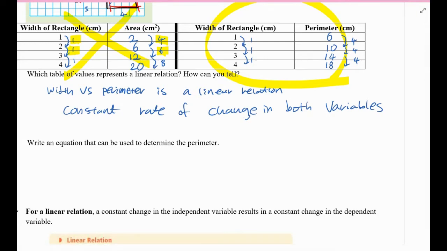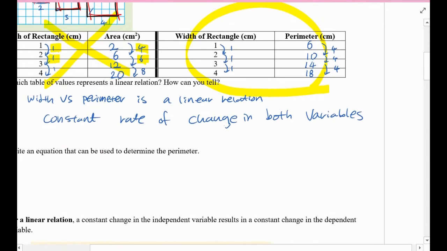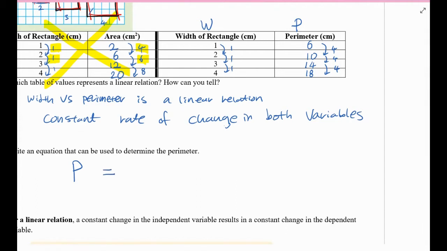Okay, and write an equation that can be used to determine the perimeter. Okay, everyone? Every time the width of the rectangle is increased by 1, the perimeter is increased by 4. So what we're going to write is perimeter. Let's say P for perimeter, and W for the width. So we want to know the perimeters, right? Perimeter is, because this is increased by 4, times W plus something.